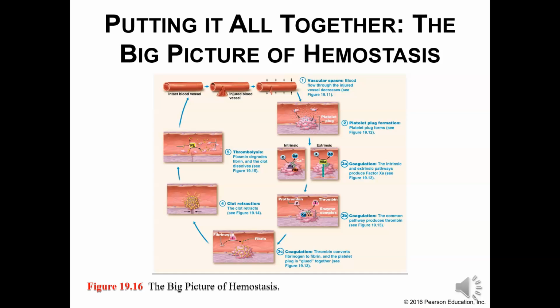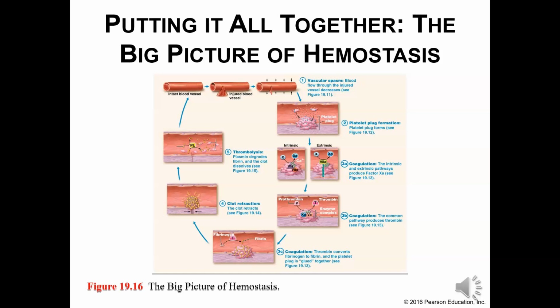So this is kind of a summary of all of the events that we've talked about. Okay, vascular spasm, where the blood flow through the injured vessel decreases through the constriction of the vessel. Platelet plug formation, that seals the vessel wall. It's just a temporary plug, though.